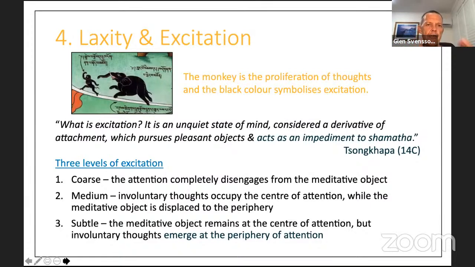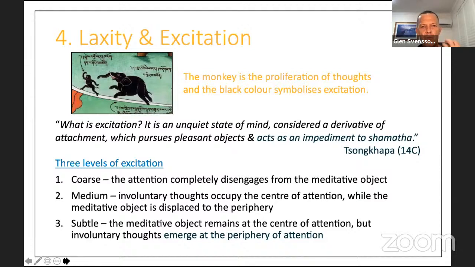Subtle excitation is the reverse of that, where we're mainly focusing on the object, but a little bit in the corner of the mind, there are some things going on in the mind, some little distractions that are starting to pull the mind a little bit. That's subtle excitation. So like laxity, we go through these, eliminating more and more subtle levels of excitation as we move along these 9 stages.